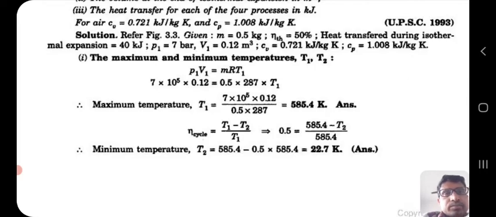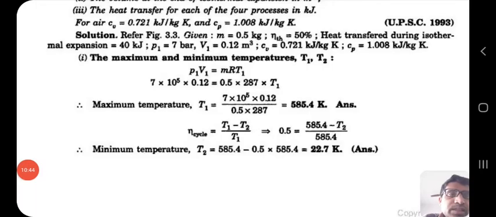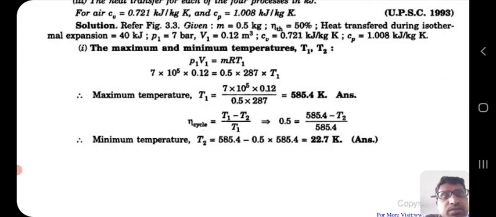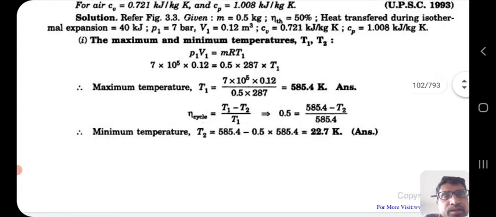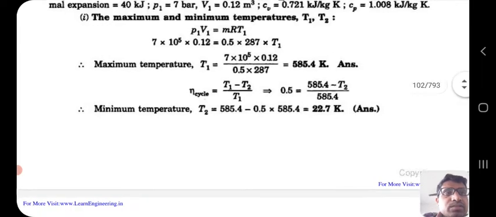Here, m is equal to 0.5 kg. Eta is 50%. Heat transfer during isothermal expansion is equal to 40 kilojoule. P1 is equal to 7 bar. V1 is equal to 0.12 meter cube. Cv is equal to 0.721 kilojoule per kg Kelvin, and Cp is equal to 1.008 kilojoule per kg Kelvin.